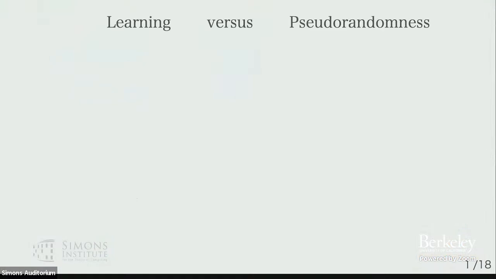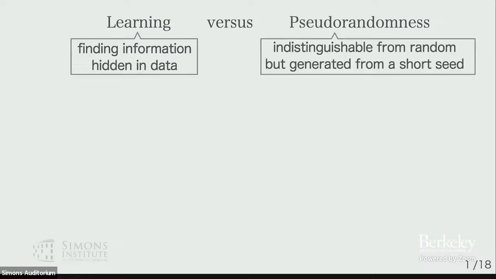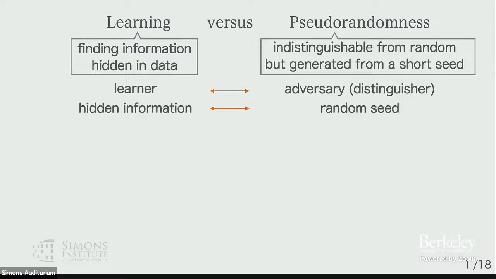In this workshop, we have already seen, or maybe we will see, many beautiful relationships between learning and pseudorandomness. Roughly speaking, learning is a task to find hidden information in observed data. By contrast, a pseudorandom string is a string indistinguishable from a truly random string, but generated from a very short seed. Now, if we consider the learner as an adversary that tries to distinguish the pseudorandom string, and if we regard the hidden information the learner tries to learn as the random seed generating the pseudorandom string, then these two goals say kind of opposite things. So in a certain regime, maybe we cannot hope for both simultaneously.